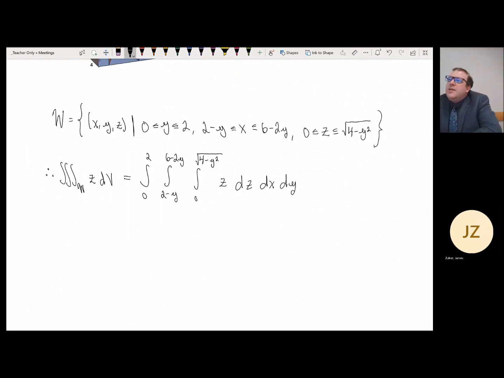Fubini's theorem still applies, meaning the order doesn't matter. You can choose any order you want. The description of your domain is going to change, but you'll get the same answer as long as it's set up the right way.